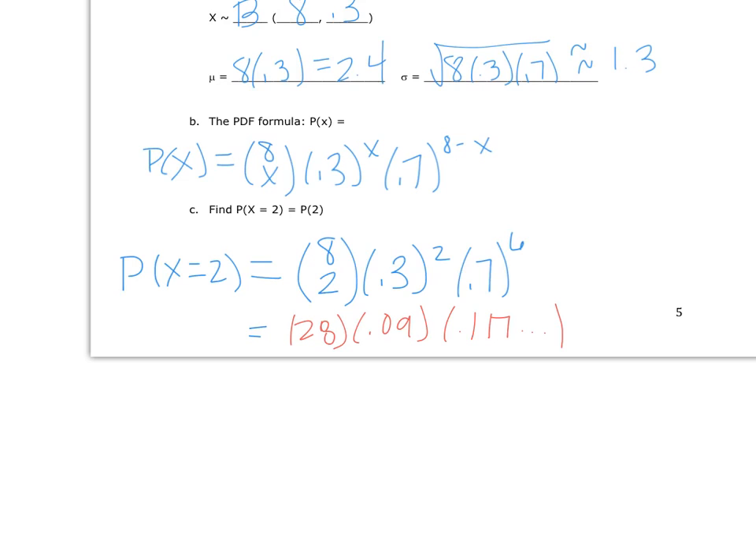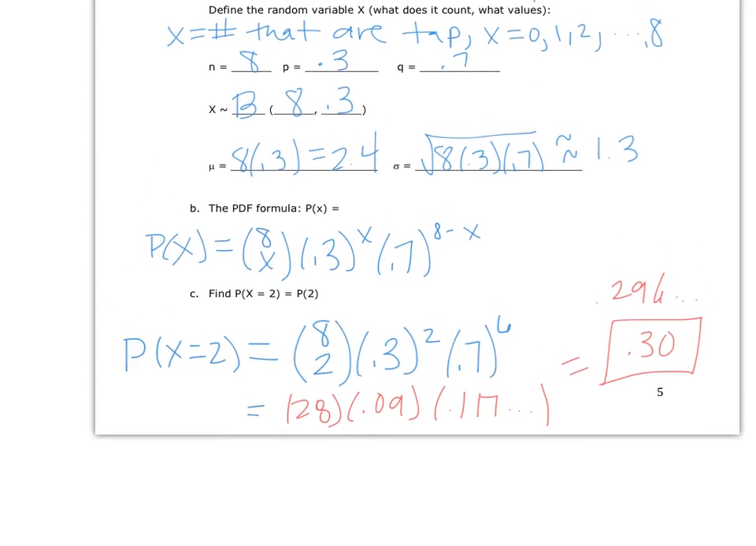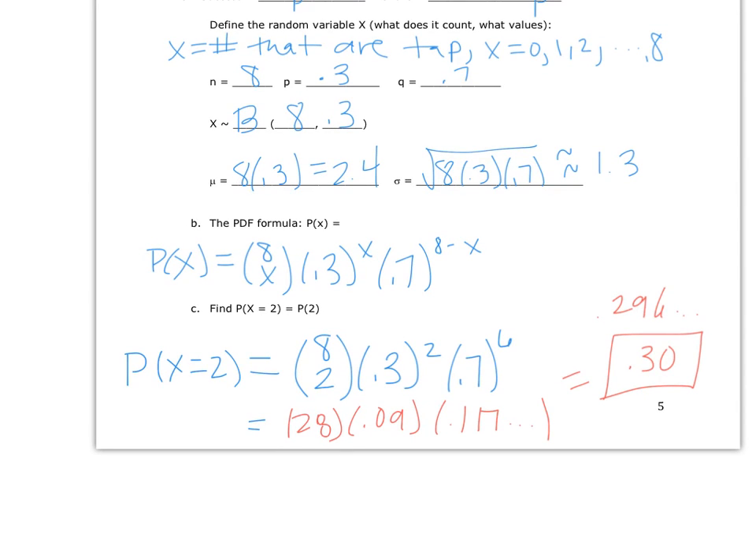Now, you don't actually have to write all those out. You can just plug them all in at once. And we get 0.296 dot dot dot, or we round to 2 decimal places. We're going to get 0.3. So that's a 30% chance that 2 out of the 8 sampled bottled waters are actually tap water. 30% chance.